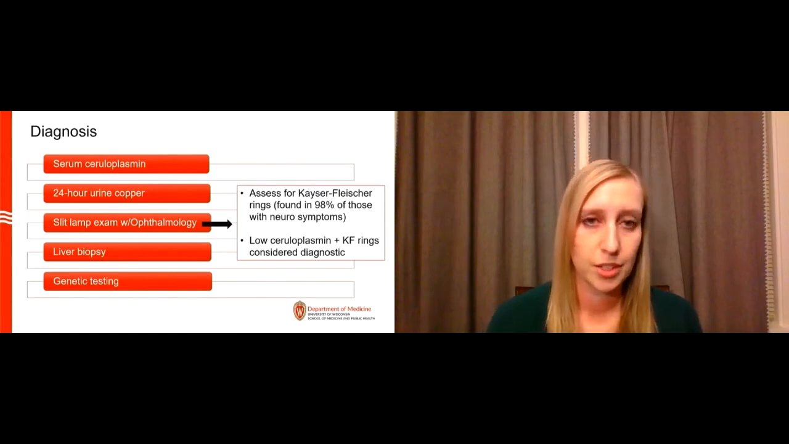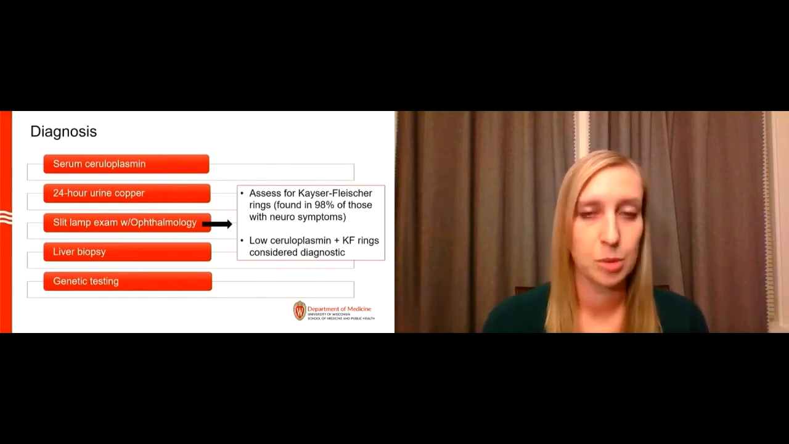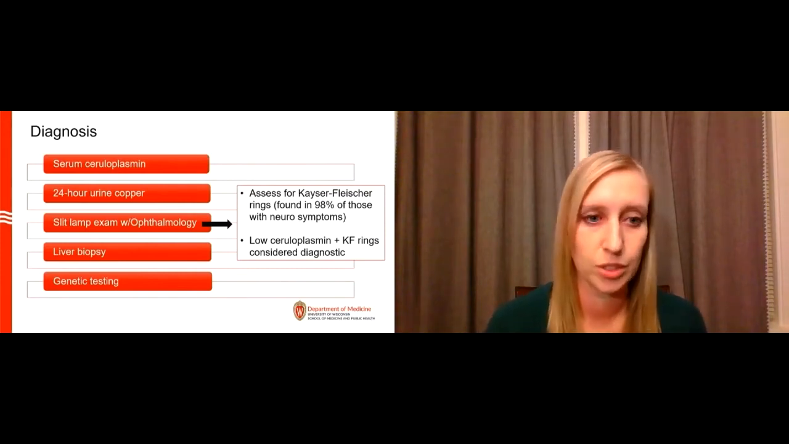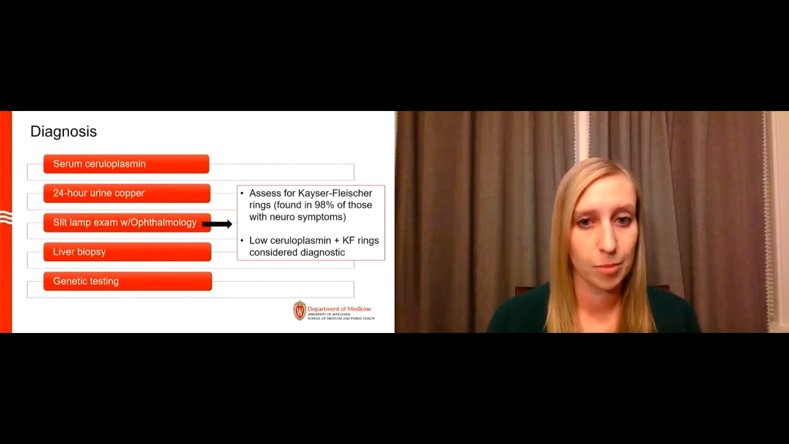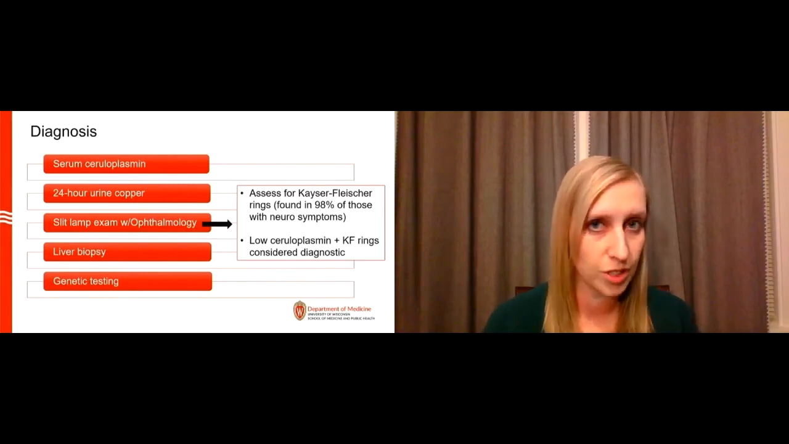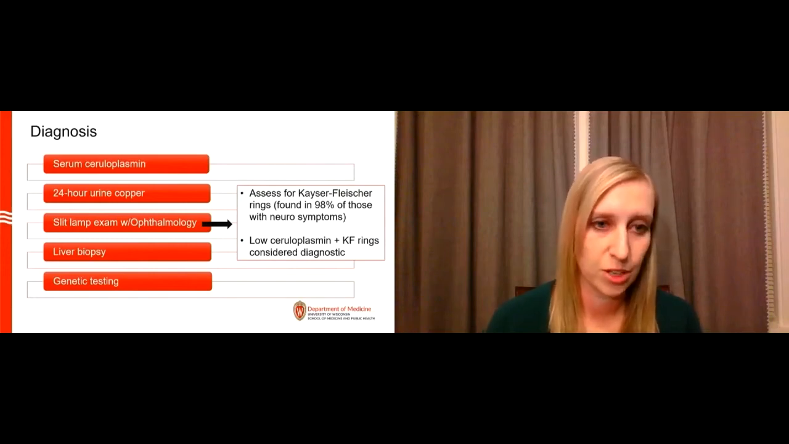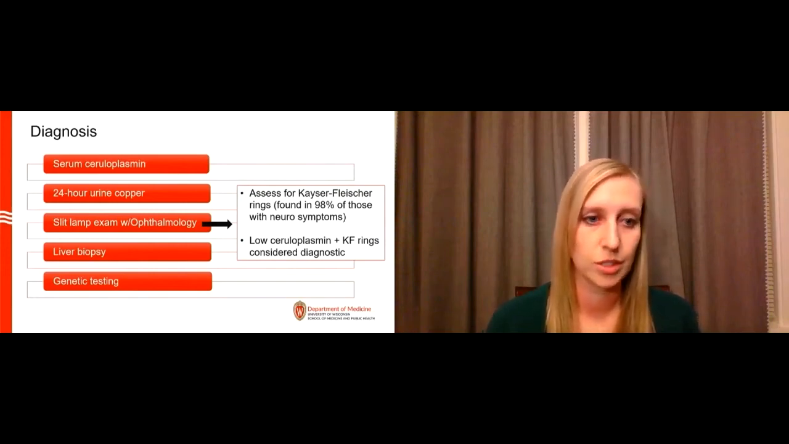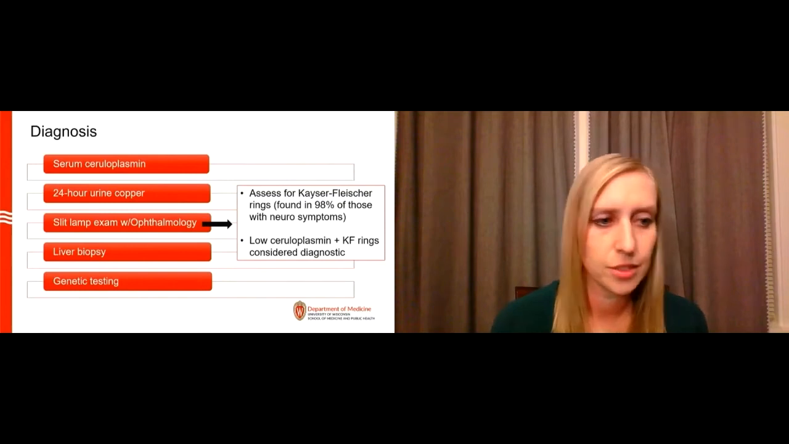I should note though that these can be absent in up to 50% of people who present with strictly liver manifestations of Wilson disease. However, they're much more helpful in patients who have neurologic symptoms as well. And they're likely found in almost 100% of patients who present with neurologic findings of Wilson disease. Next slide, please.